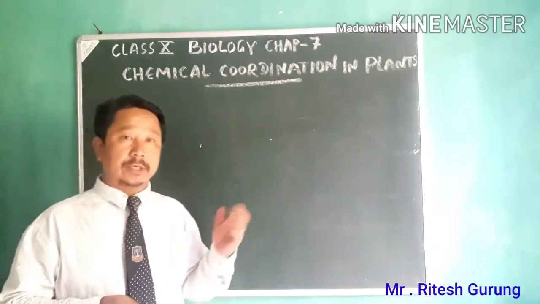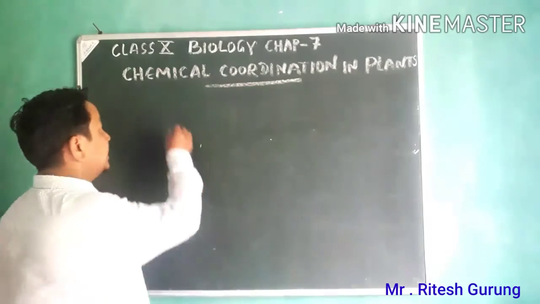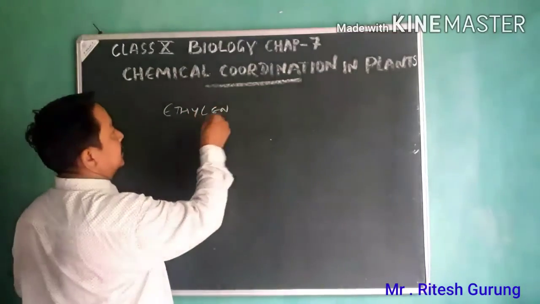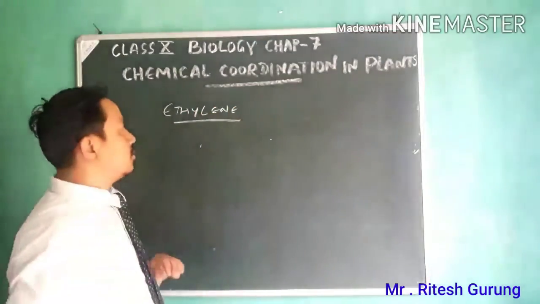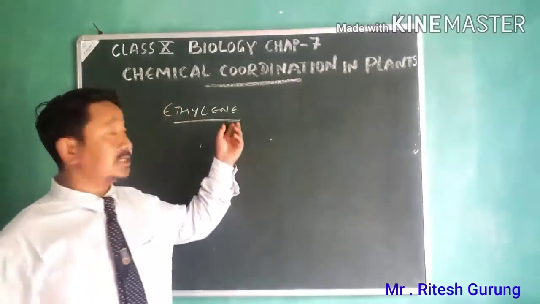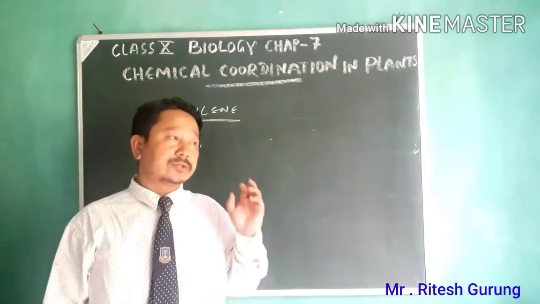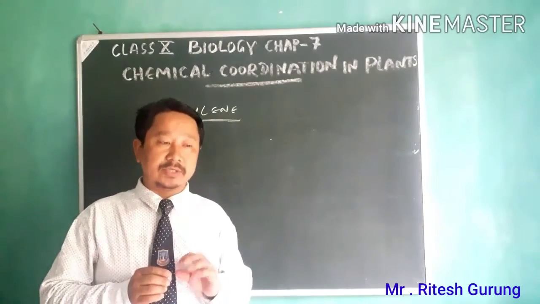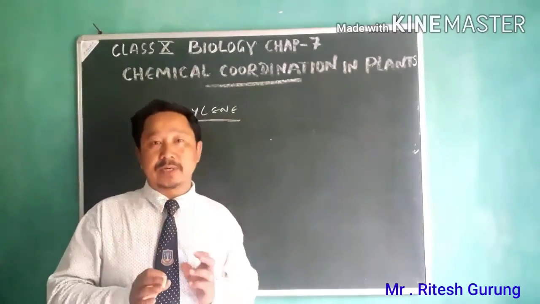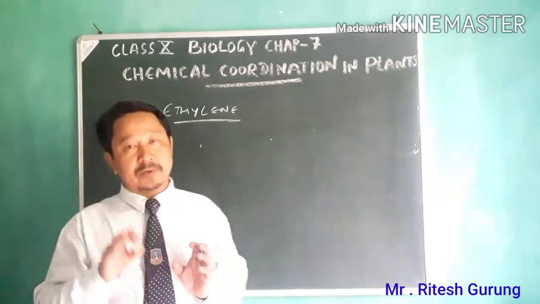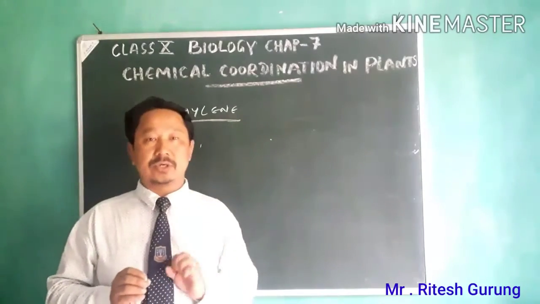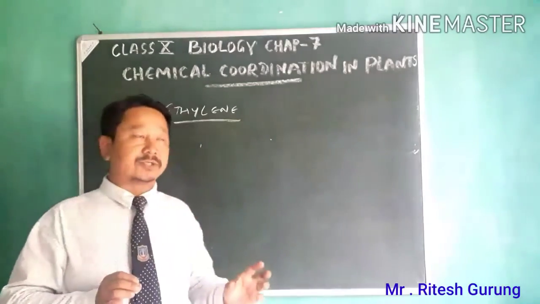Now we will talk about another hormone, that is ethylene. Ethylene hormone. Okay, so this ethylene hormone is a special type of hormone which has two special properties that might be different from other hormones. Number one, this is a gaseous hormone.